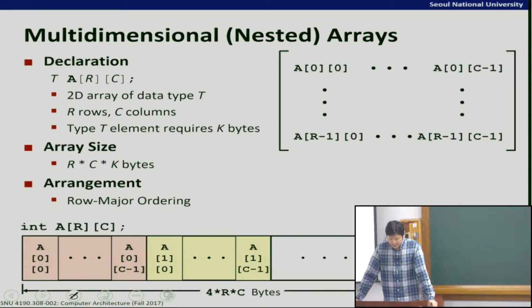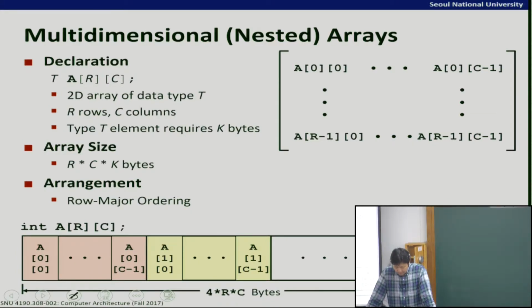So let's move on to a more interesting case, a multi-dimensional, nested array. Here, in the declaration, again we have the type, array name, and rows and columns, a two-dimensional array of data type T with R rows and C columns, right? And let's assume each element of type T requires K bytes. So if it's an integer, K will be 4. If it's a character, it'll be 1. If it's a double, then K will be 8, and so on.